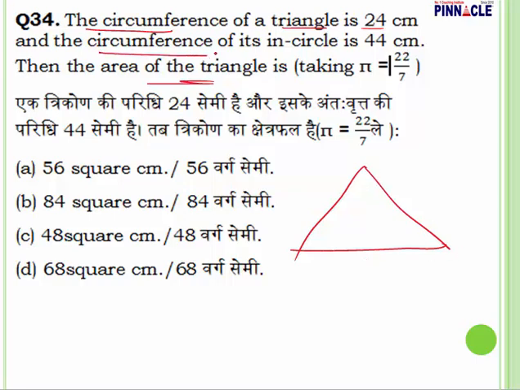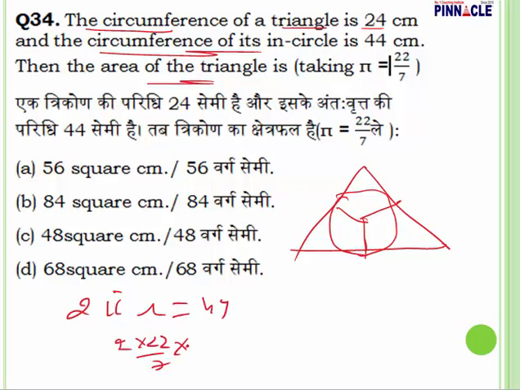And the circumference of the circle, in radius, means this is the in radius. So 2 pi r is equal to 44. In other words, 2 into 22 by 7 into r is equal to 44. R is equal to 7. It means this is 7, this is 7, and this is 7. So we have to find the area of the triangle.